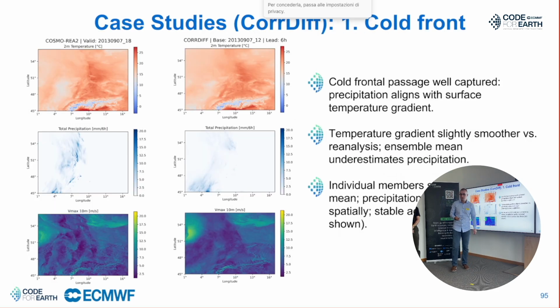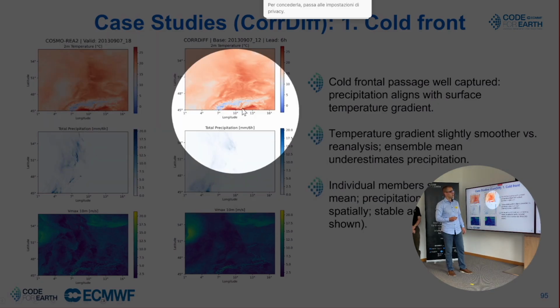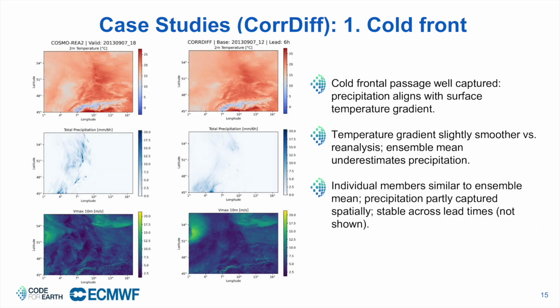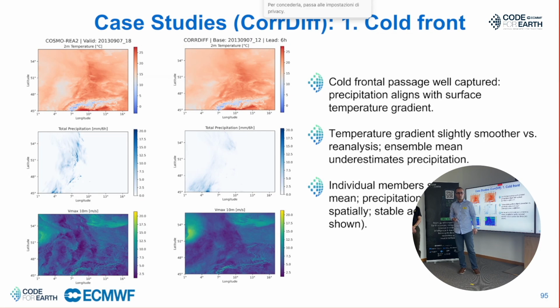And we also have conducted some case studies using the Kirby model. So first we had a cold front. So we can see that the precipitation is generally well aligned with the temperature gradient. So the Kirby model represents the frontal passage well, although the temperature gradient is slightly smoother and the precipitation is underestimated. We have also looked at other individual ensemble members, but they were very close to the mean.